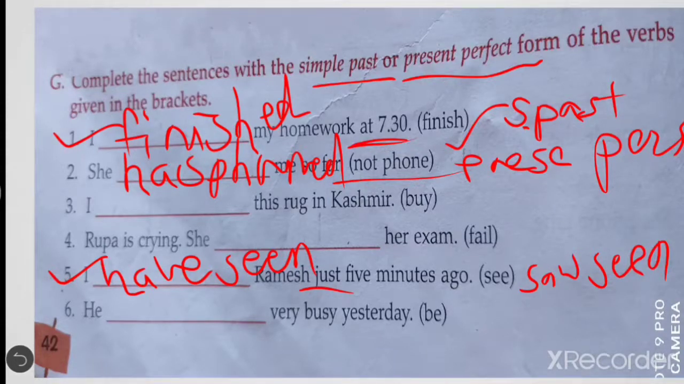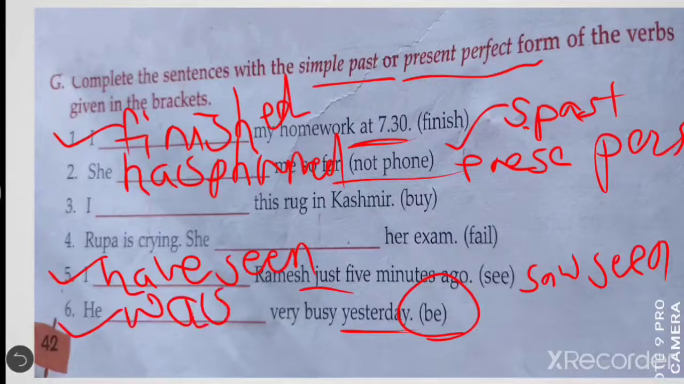He dash very busy yesterday. Now yesterday is given, so definitely it is simple past tense. Now be. Be means the to-be form of verb. What is the to-be form of verb? Am, is, are. Now you have to write it in past form. So was and were. Now here it is he, so what will come? Was. He was. If there is we, then we were.